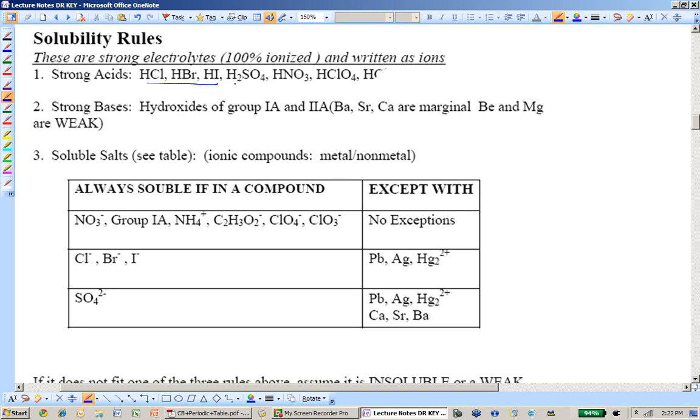Then we have sulfuric acid, which is our only diprotic acid, 2 protons, 2 H's. Nitric acid, which is an oxidizing acid, meaning we often use it to dissolve metals.